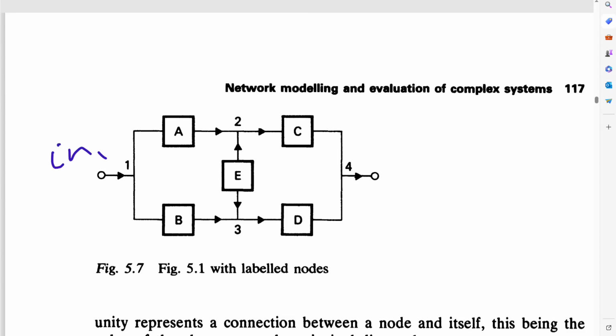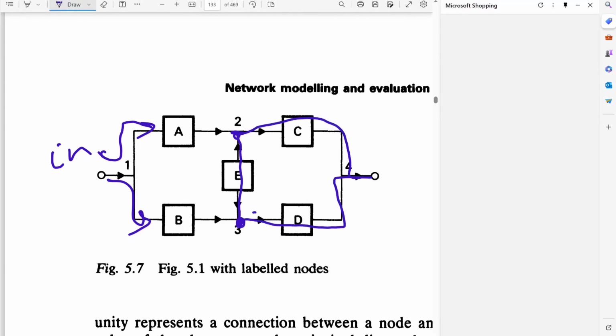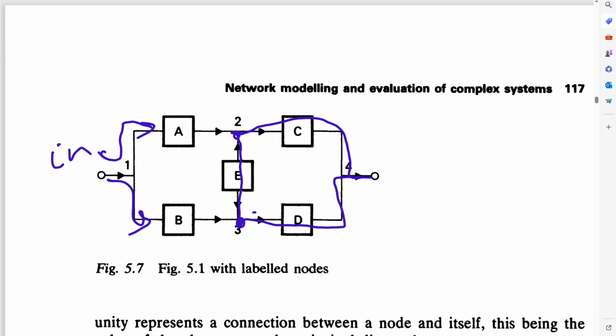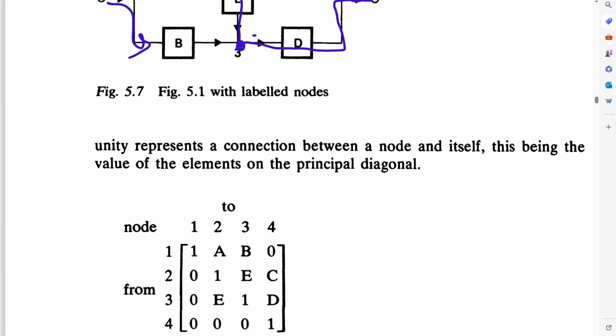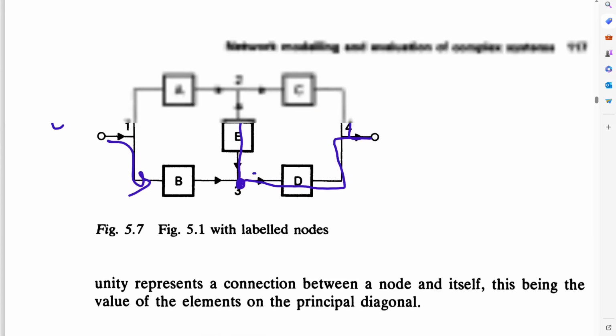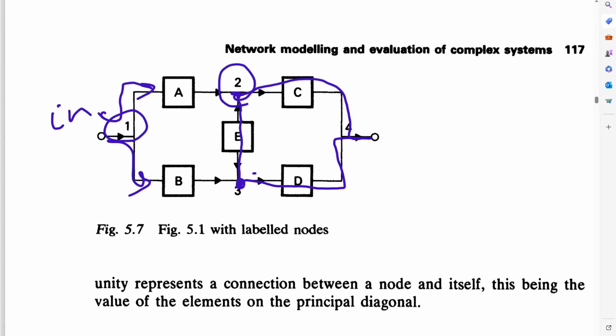From the input, we can go to A or B. From A, we can go to node 2. And from node 2, we can go to node 3, and from node 3, we can go to node 4. Or from node 2, we can go directly to node 4. We can write a connection matrix from this figure. We have 4 nodes: node 1, node 2, node 3, and node 4.